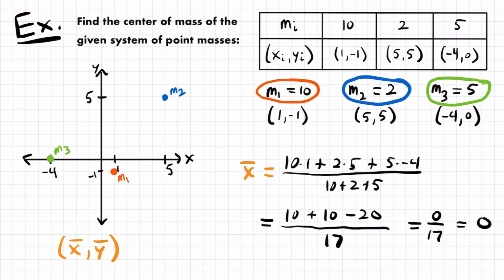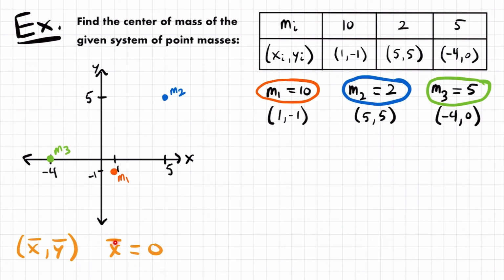All right, and so if I clean up my work, we now know that x bar is equal to 0, and so now we need to find y bar to complete our center of mass. Now y bar is going to be equal to the sum of the moments for our masses about the x-axis divided by the total mass of the system. And so that will look like this.